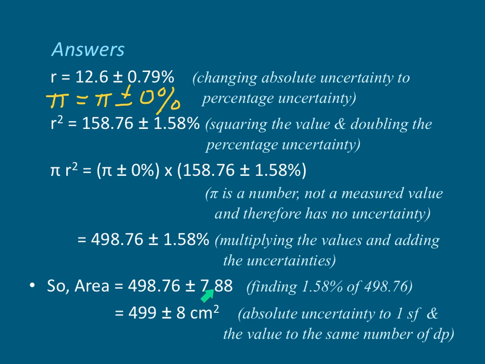you 7.88. Round it off to 1 sig fig, gives you 8, and that's to the nearest unit. Therefore, you round the value off to the nearest unit. The final answer is 499 plus or minus 8 centimeters squared.